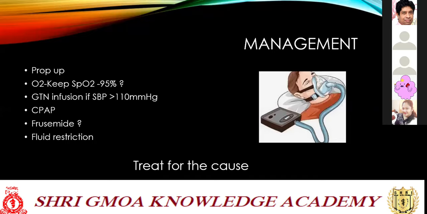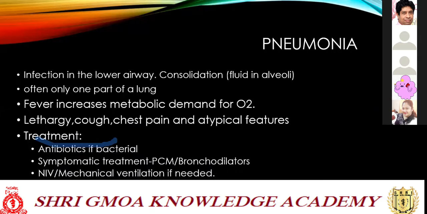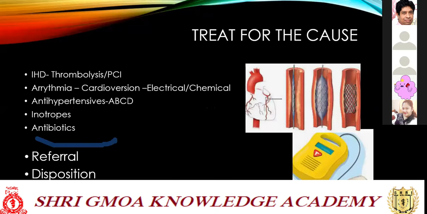But the thing is, you have to treat the cause. Heart failure doesn't come straight away, and you have to do something for that. So treat the precipitating factors. What are the precipitating factors? Ischemic heart disease: then you have to start thrombolysis and primary PCI if you have the facilities. Most of the teaching hospitals have a cath lab, but I don't think general hospitals do. So basically what you can do is start thrombolysis then and there, within a reasonable period of time.